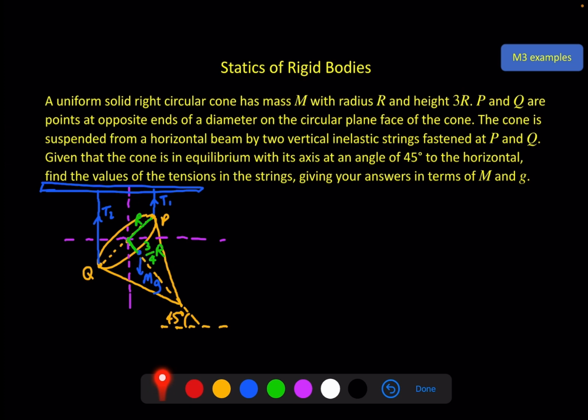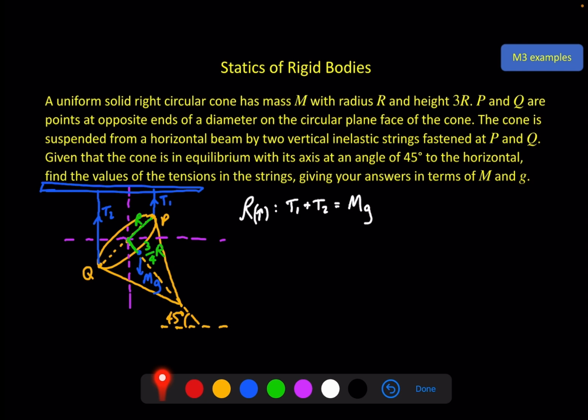The third thing was friction, which doesn't apply in this example. The second thing was resolving forces. That's probably going to be very helpful to resolve vertically upwards, so T1 plus T2 must equal mg. So if we can find one of these, we'll know the other one very easily.